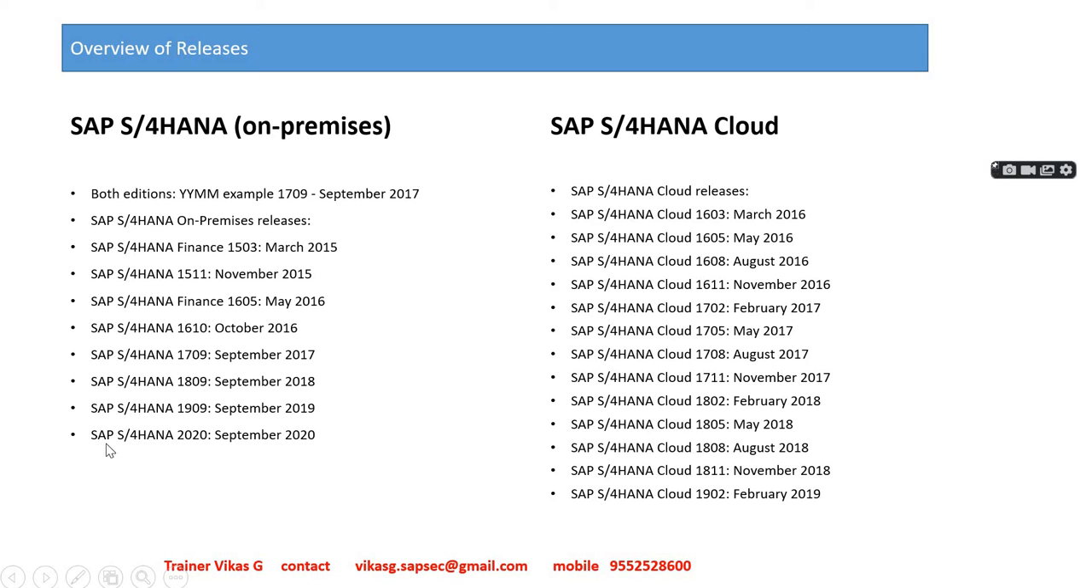So we have a new version like S4 HANA 2021, which was released in September 2021. These are the specific versions we have for on premise, and the SAP S4 HANA cloud version also has its own versions. SAP releases cloud versions quite early: on premise comes every year, but cloud comes every 6 months, sometimes a little earlier.